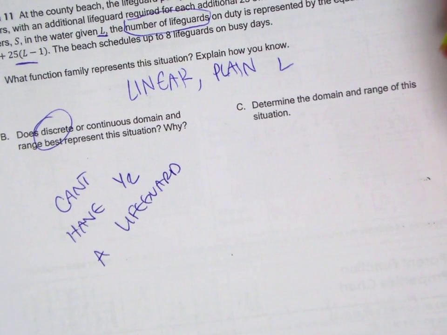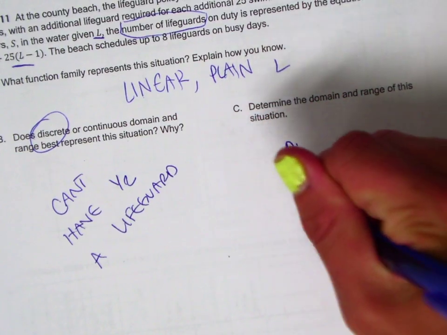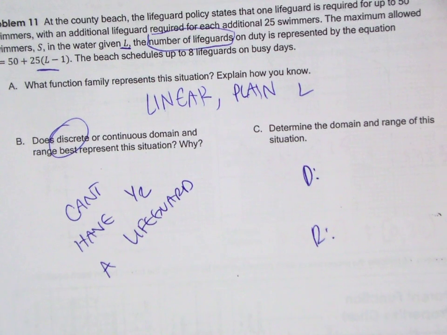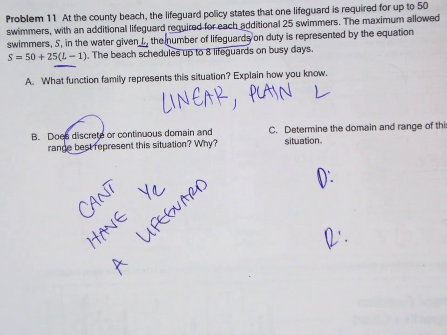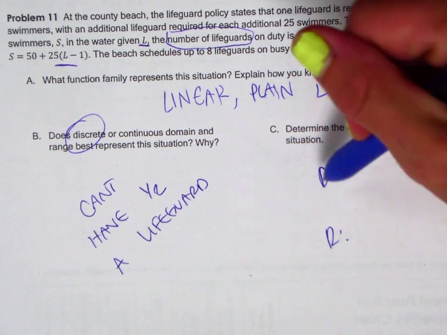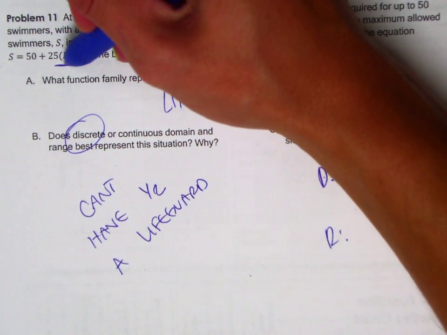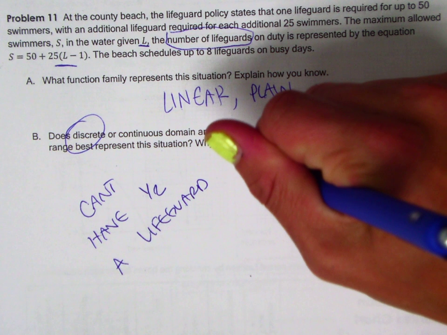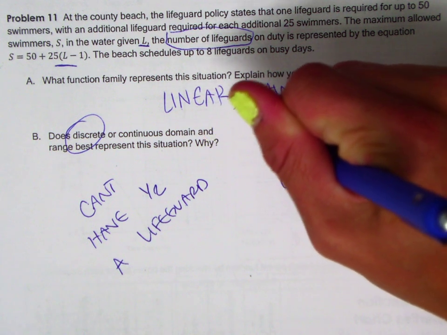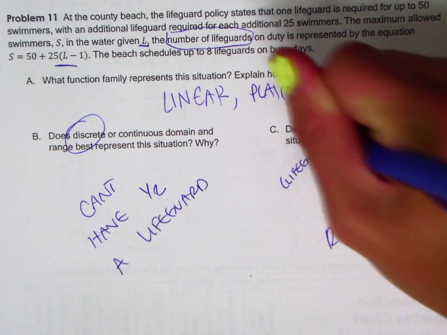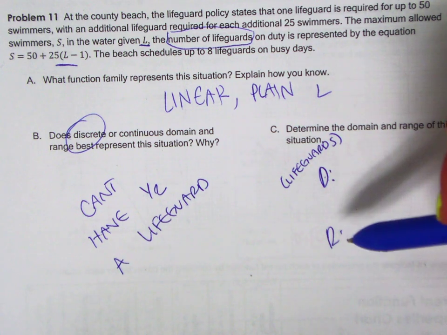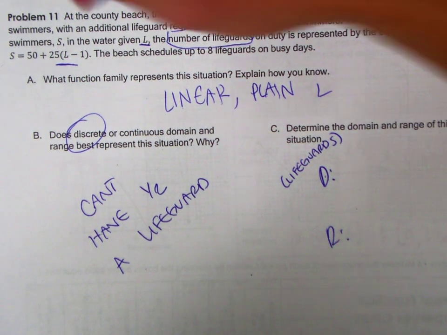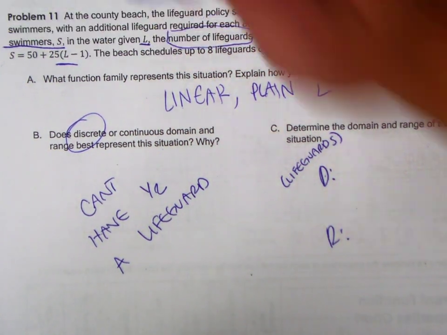And then we want to determine the domain and the range. So remember, when you're determining the domain and the range, you have to think the min and the max. And we also have to know the variables. So the domain variable, if you look here, domain is normally X, and in this case, it's lifeguards. And so the range, which is S, where does it tell me what S is? S is swimmers.